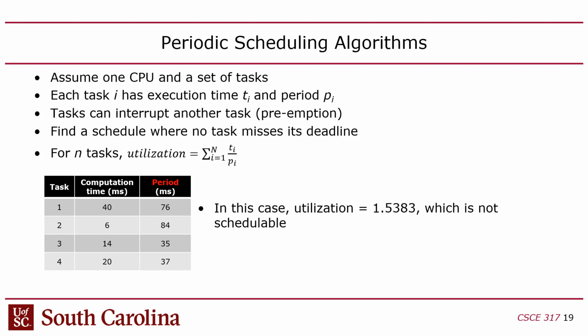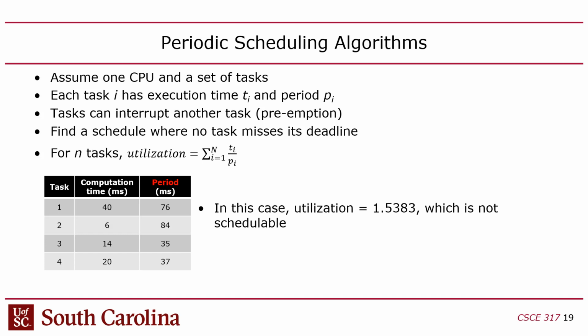So in this case, if we were to take the 4 tasks I had here earlier, and instead of having a deadline, I made it period. And you calculate the utilization, which is 40 over 76 plus 6 over 84 plus 14 over 35 plus 20 over 37. If you add those up, you get 1.5, which is over 100%. So these guys cannot be scheduled in a periodic scheduler.